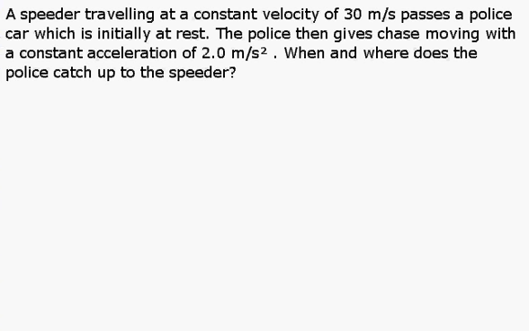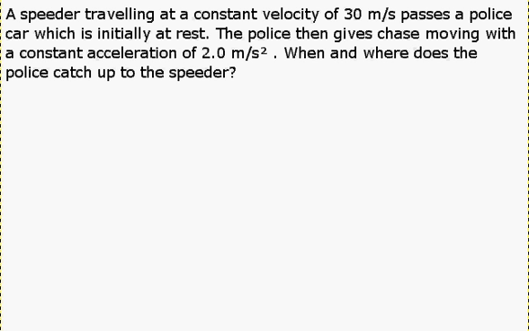In typical interception problems, what you have to do is write an equation of motion for each object. In this case, a speeding car is traveling at a constant velocity of 30 meters per second, while a police car is moving at a constant acceleration of 2 meters per second squared.